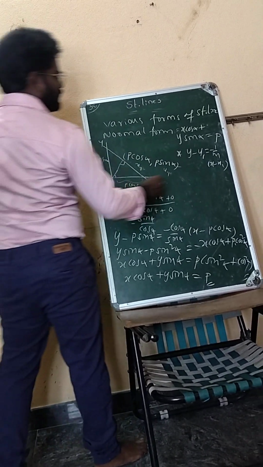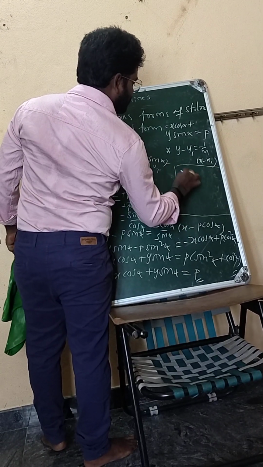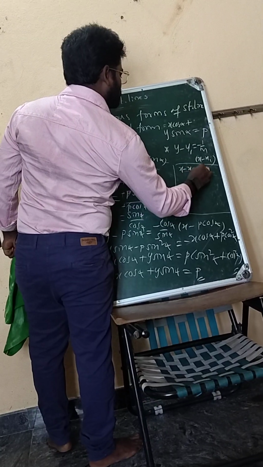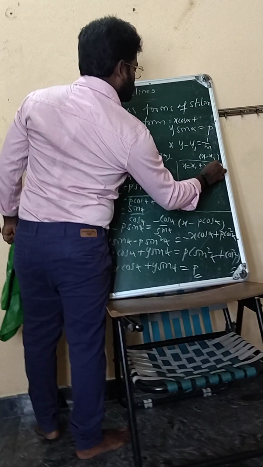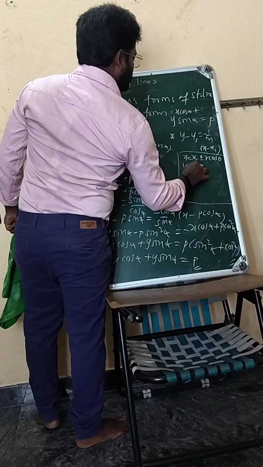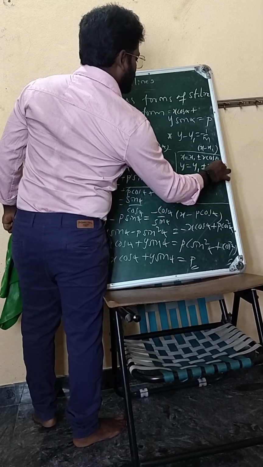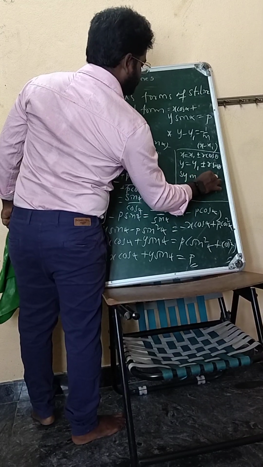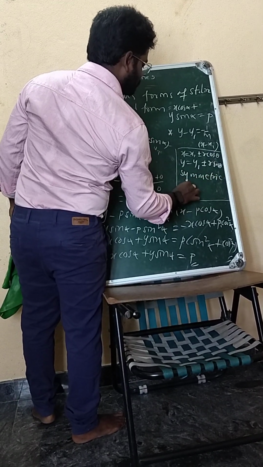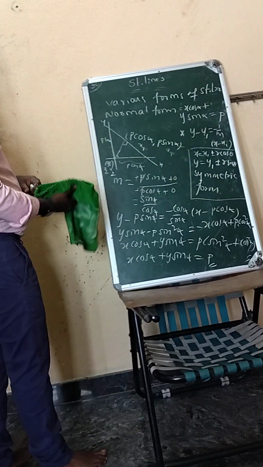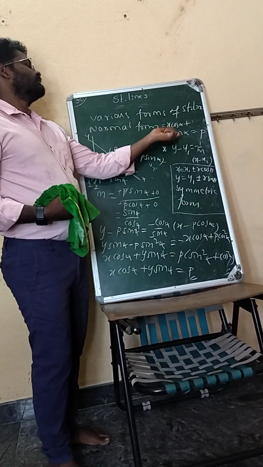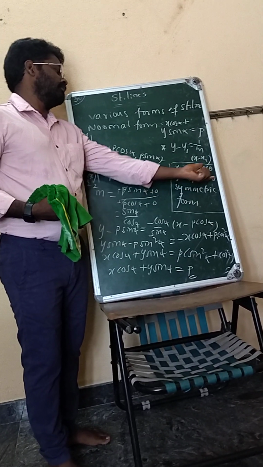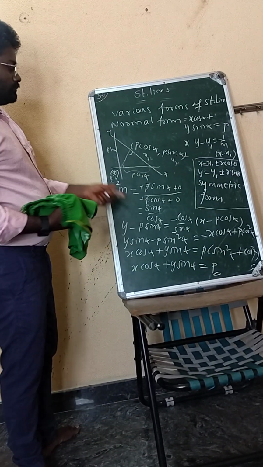And next, the symmetric form, same formula: x minus x1 by cos theta, x equals x1 plus r cos theta, y equals y1 plus r sin theta. Can you write the symmetric form? These are the forms. Normal form: x cos alpha plus y sin alpha equals p. Symmetric form: x equals x1 plus r cos theta, y equals y1 plus r sin theta.